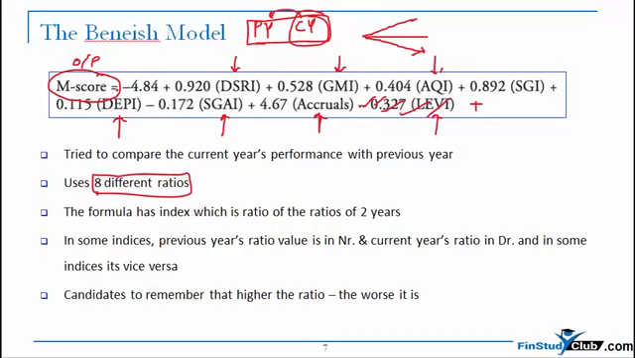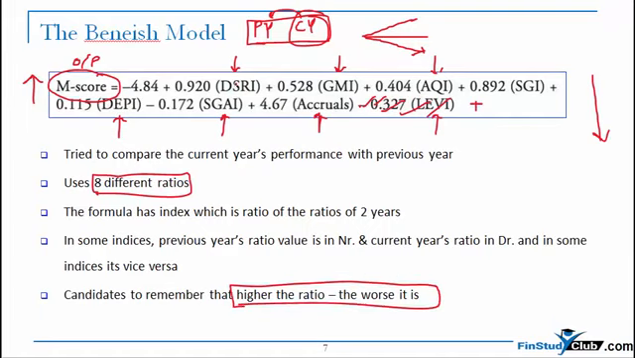And the model that he created, obviously he would have used a lot of regression and all that stuff. The greater the score, the worse it is for the company. So a good company like Infosys will have a very low score in that sense. Okay, that's how you have to remember this Beneish model.